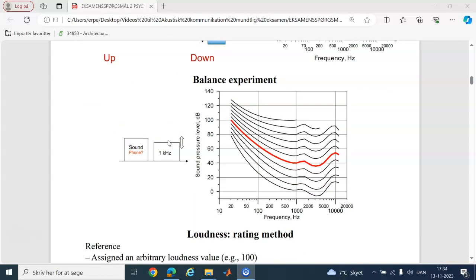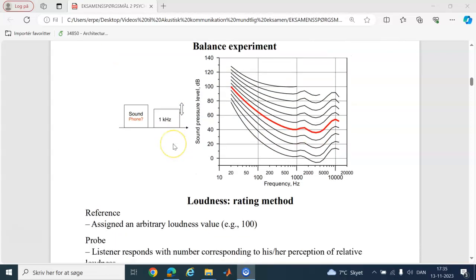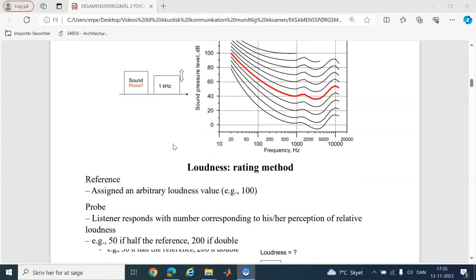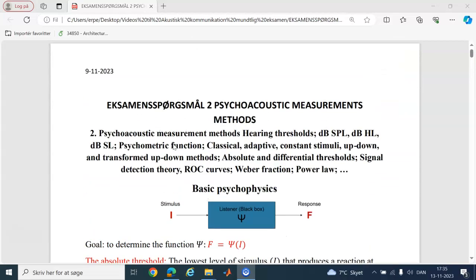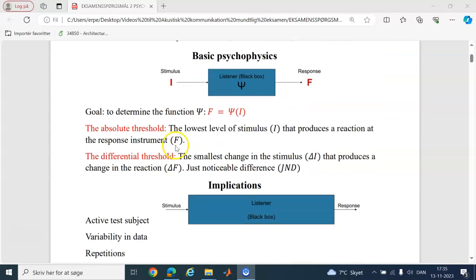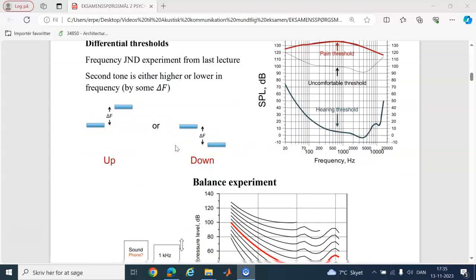We have some sound measured in phones and a 1 kilohertz tone. So we have to find out how many phones the sound is. I will come back to this so-called equal loudness contour later.